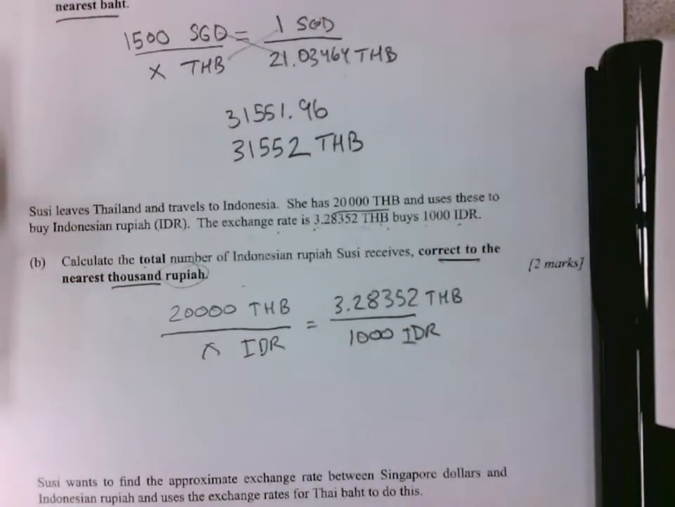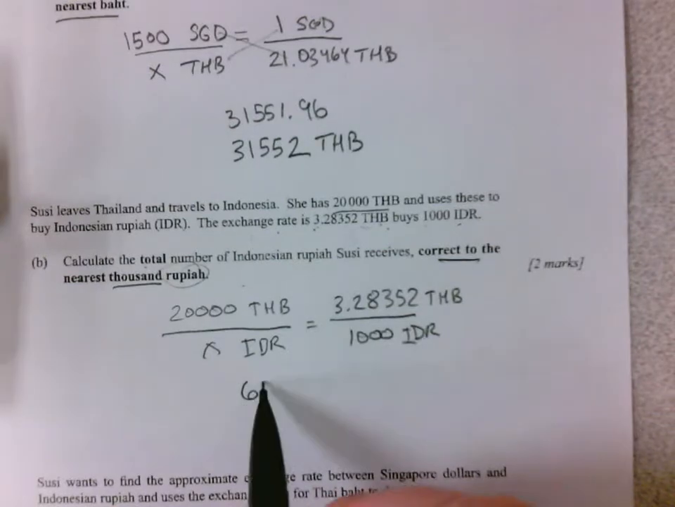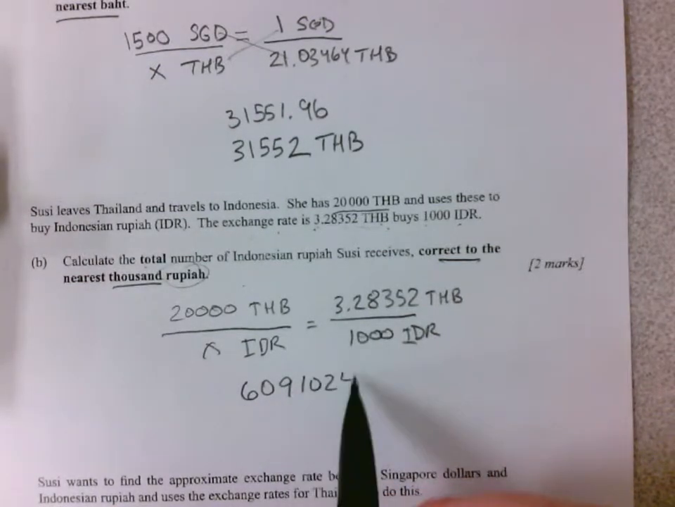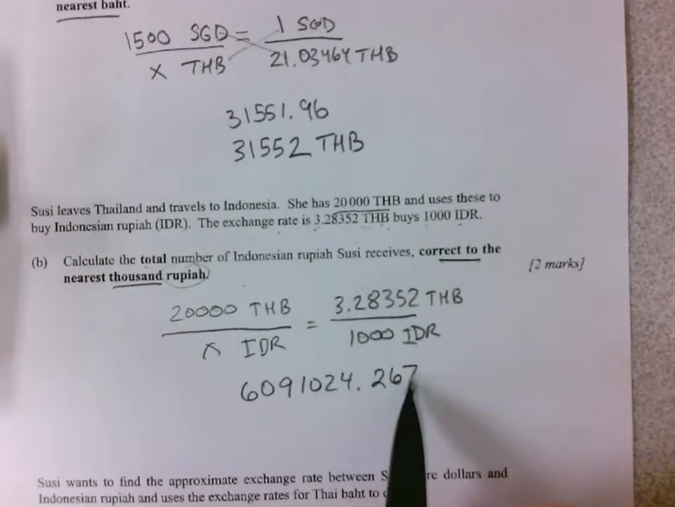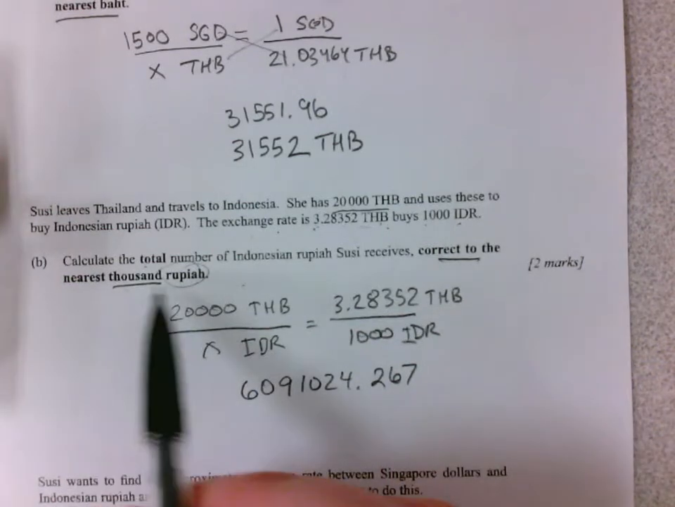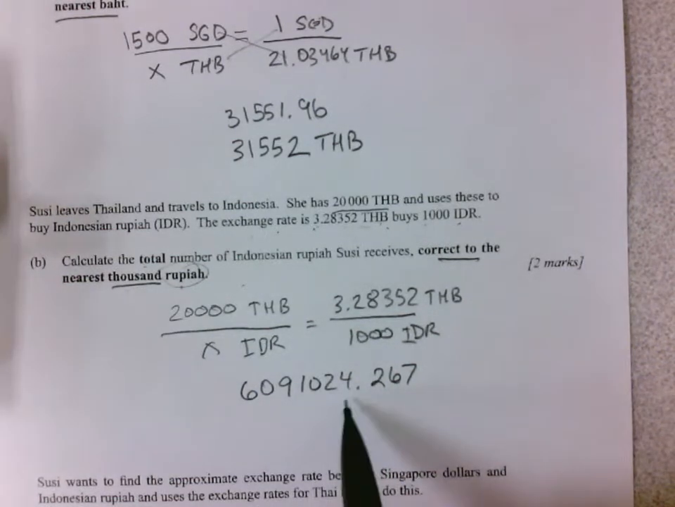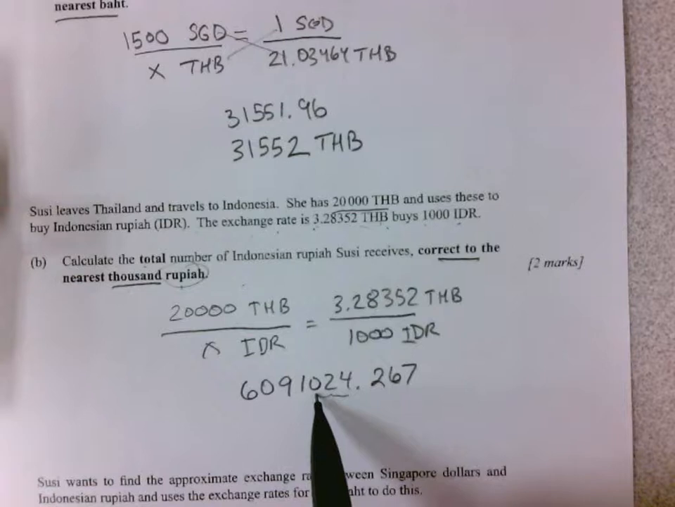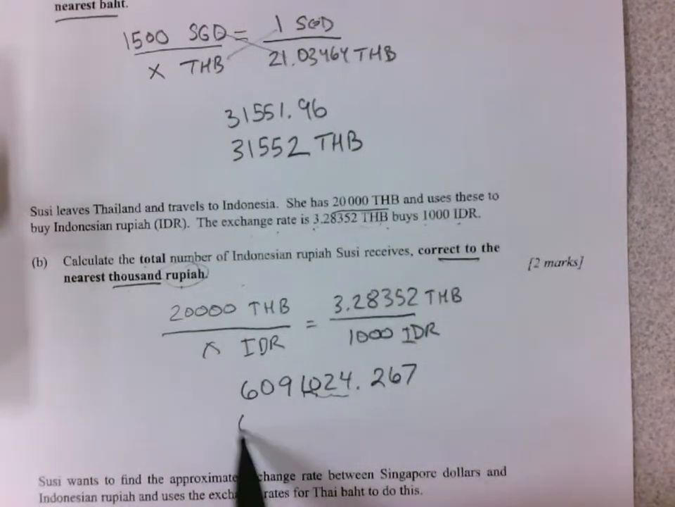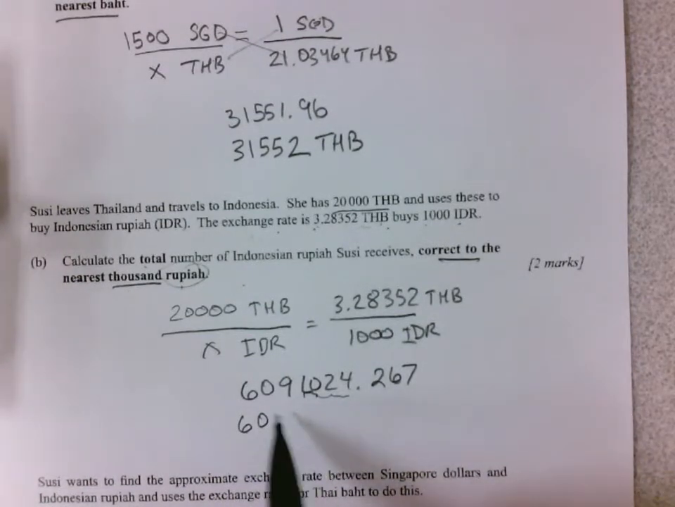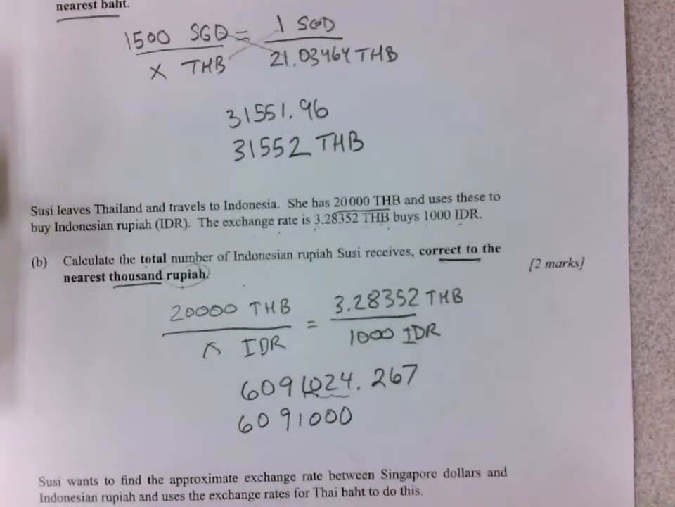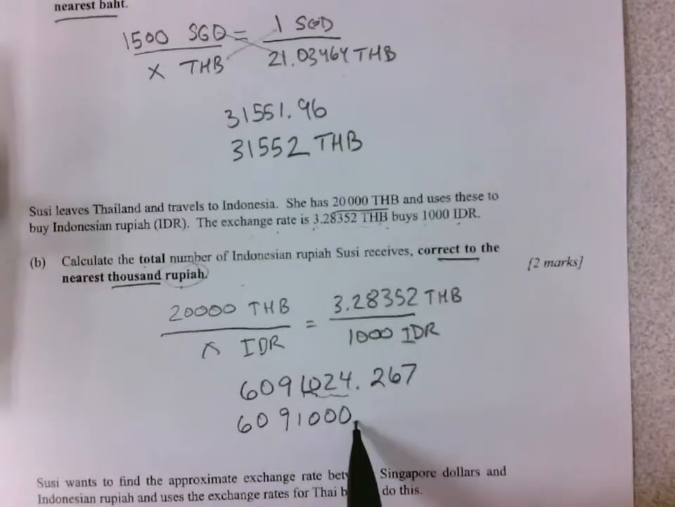So we get 6,091,024.267. Correct to the nearest 1,000. So tens, hundreds, thousands. We're rounding right here. 6,091,000. Put your units on there. IDR.